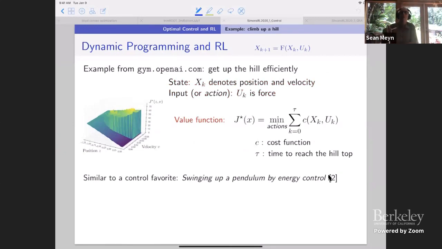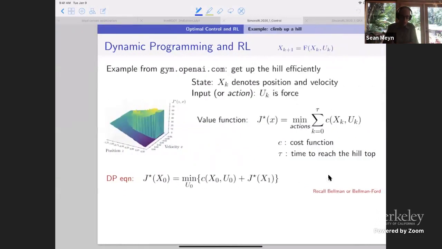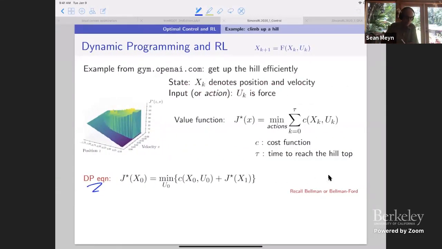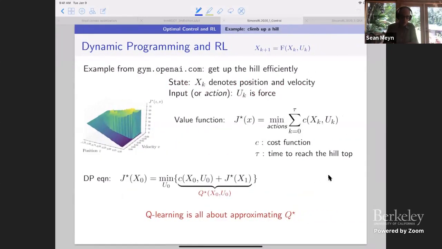This example is very similar to swinging up a pendulum, for which there's a lot of really cool tricks in the control community. So I recommend this reference by Astrom. And then there's a dynamic program equation. And Q-learning is all about estimating this beautiful thing. I told you I'm not going to use pi, I'm not going to use rewards, but Q is sacred. We all know that. I'm not going to get rid of that. We are Q.